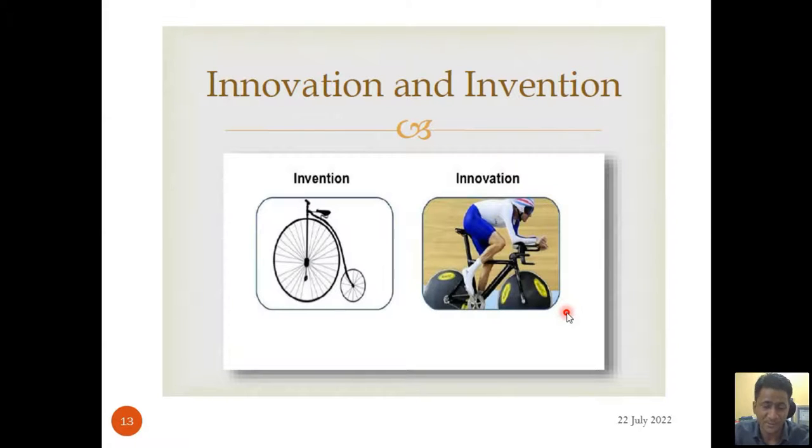So like this, lots of innovation has taken place in designing the bicycle. The invention was two wheels which can be used to carry a person from one place to another. That's it. The innovations came after that, with the balance. People thought of a small wheel at the front and a bigger wheel at the back, and after that, both wheels being the same size. Like this, the innovations have taken place.